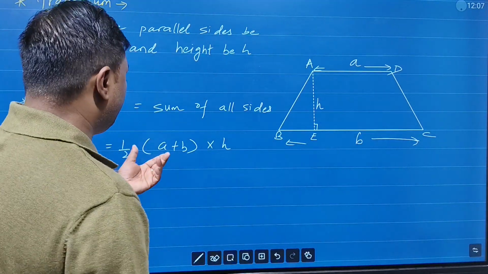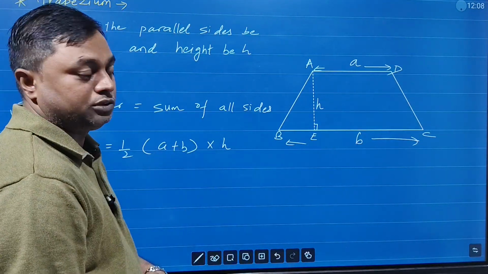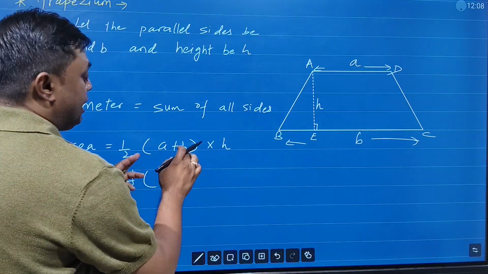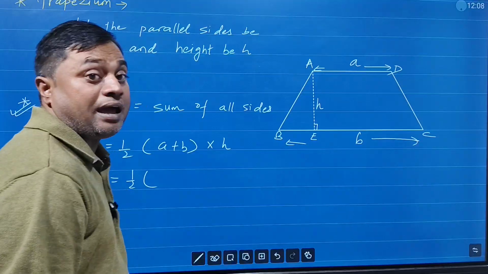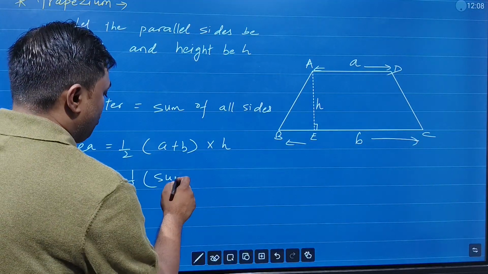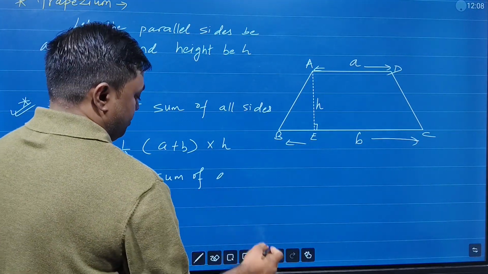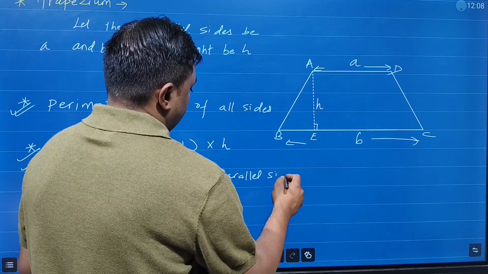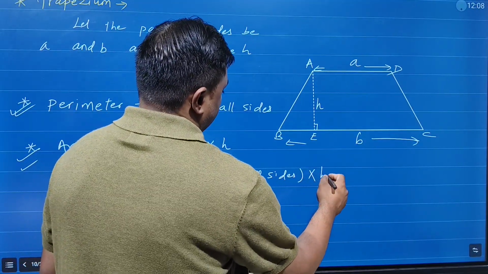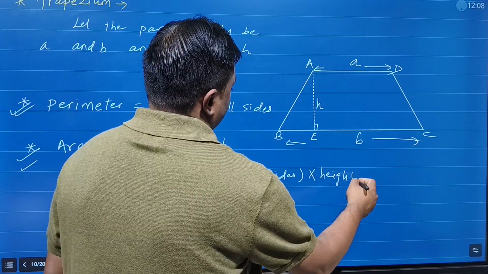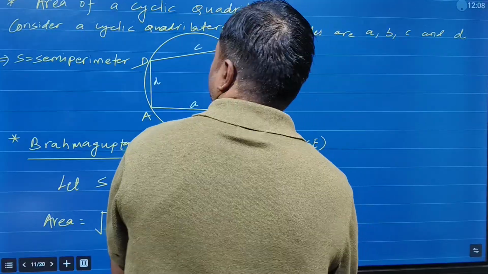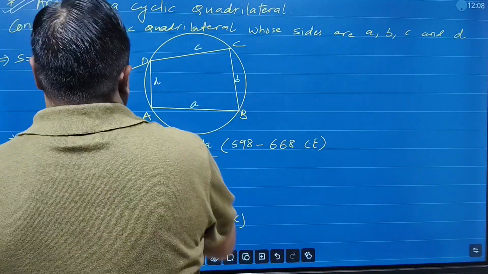And what is the area? Area is half into (a plus b) into h. Half into a and b, what are a and b? Parallel sides. So we can write: half into the sum of parallel sides into height. This is how we find the area of a trapezium. Okay. Next concept.